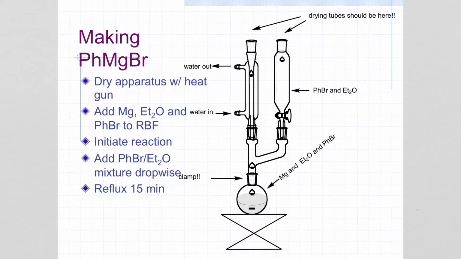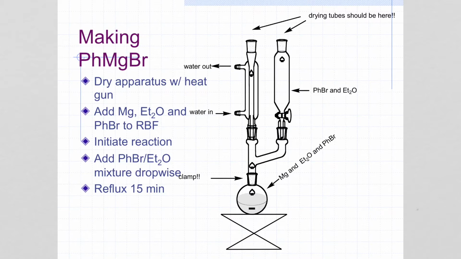So when we're making the phenylmagnesium bromide, the first thing we're going to do is dry this entire apparatus with something called a heat gun. You can also do this with a Bunsen burner flame. We use a heat gun. The heat gun looks like a big blow dryer, except if you just tried to use it to dry your hair, it would set your hair on fire. So please do not do that.